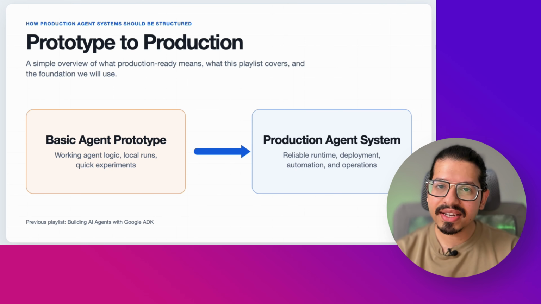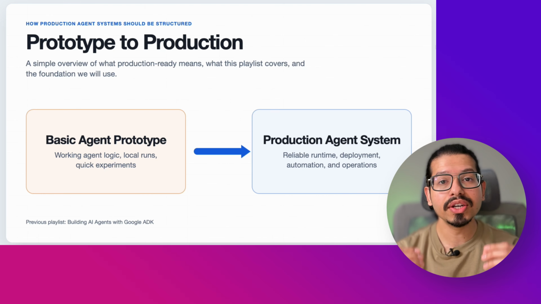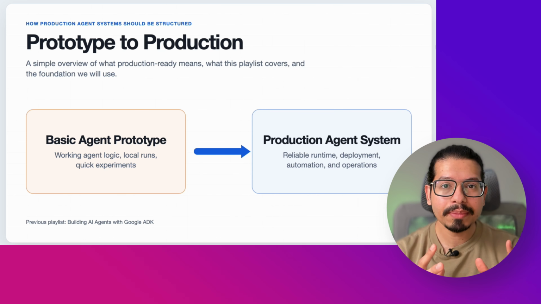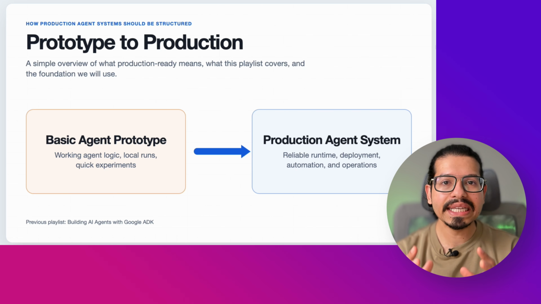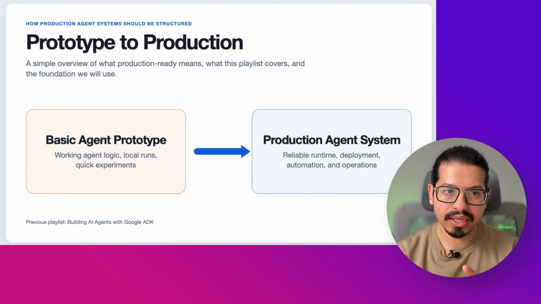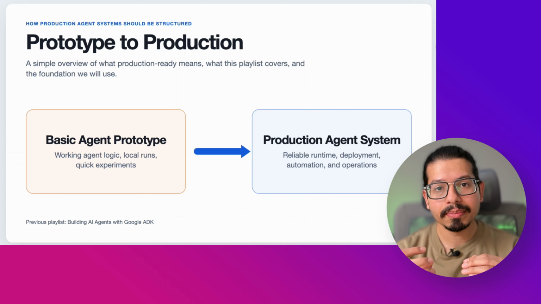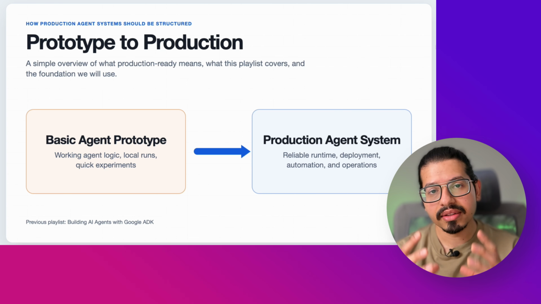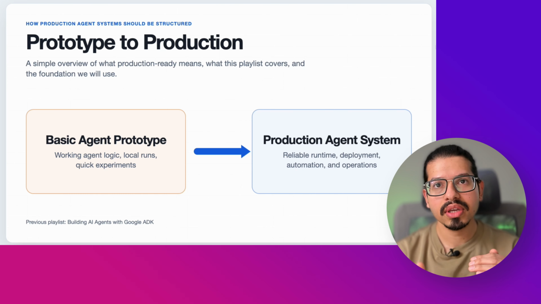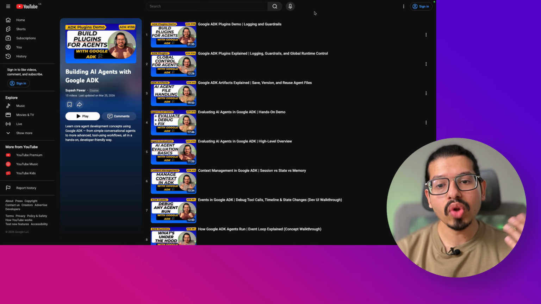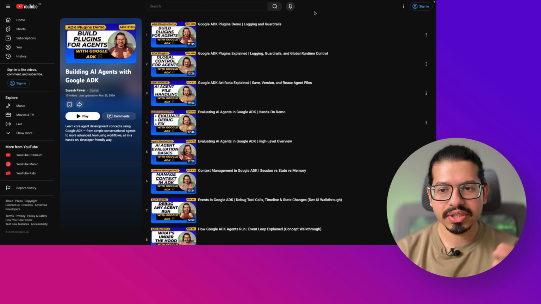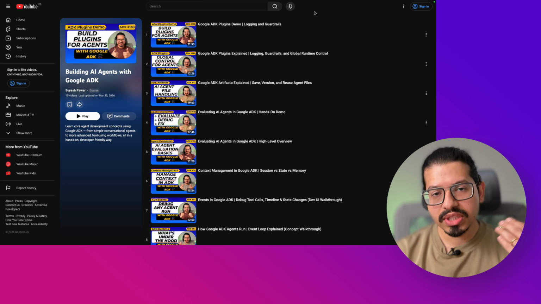I am very excited to share that we will be starting a new playlist, which is Prototype to Production. In the previous playlist, we focused on building AI agents with Google ADK and getting a working prototype in place, right? We talked about the different concepts in Google ADK and then implemented those concepts to create agents. If you have not checked out our playlist, which has all these concepts, do check them out, and we will keep updating this playlist.